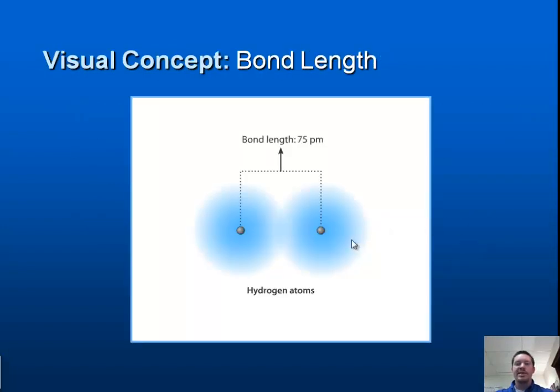So an example here, just to give you a visual. The bond length is the distance between the nuclei. So we've got two hydrogen atoms, and the distance between these two. When hydrogen is bonded to hydrogen, it's going to be an average of 75 picometers, which is an extremely small measurement.